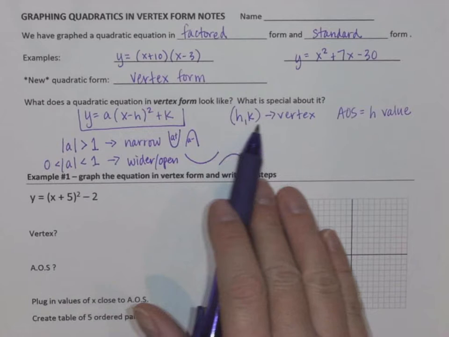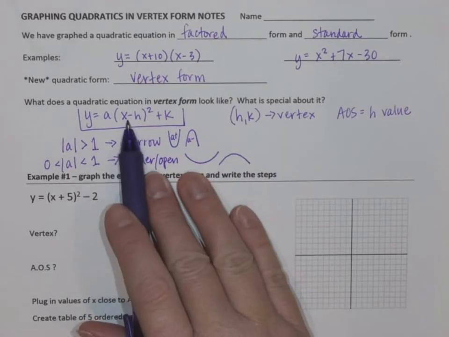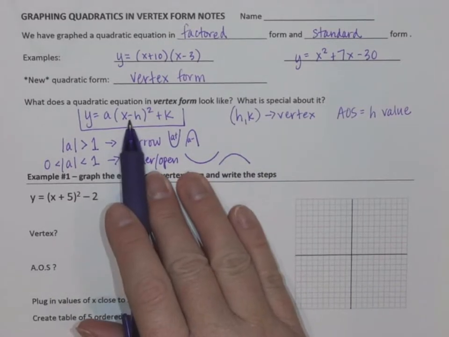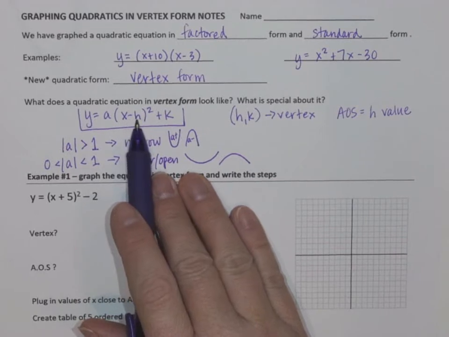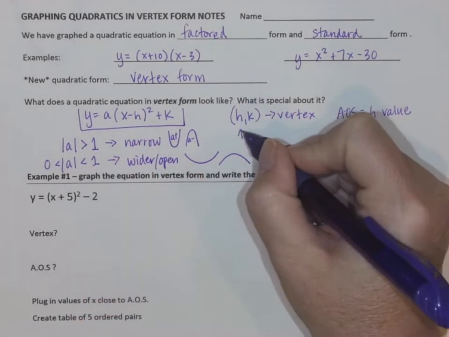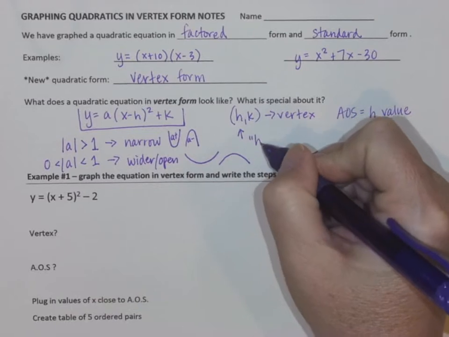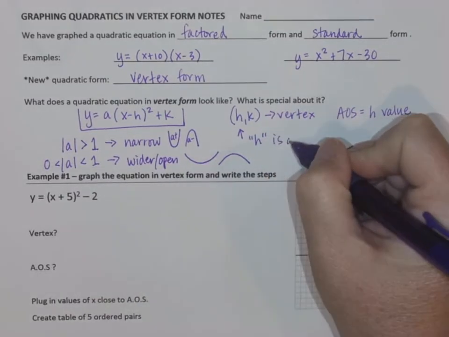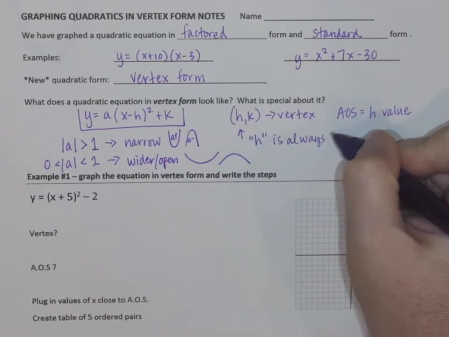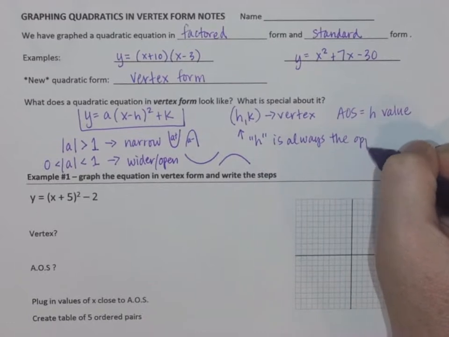Now, when we think about the vertex, though, we have to remember that there's a negative sign right here. The negative sign could also be read as the opposite of that value. So what I like to remind my students of is that h is always the opposite sign.